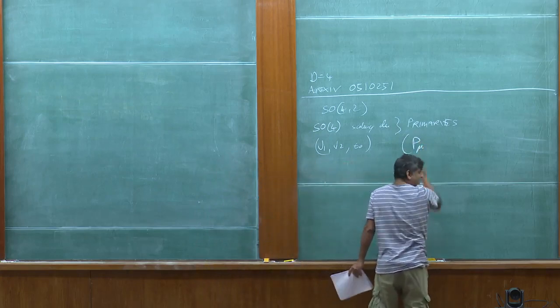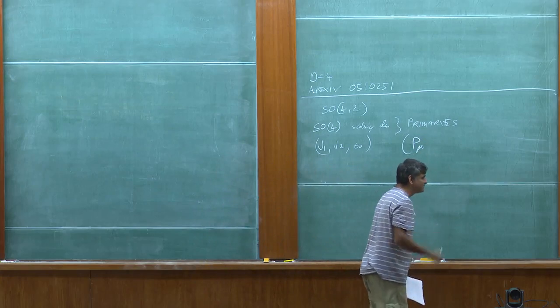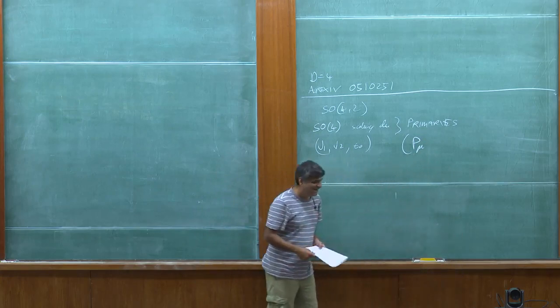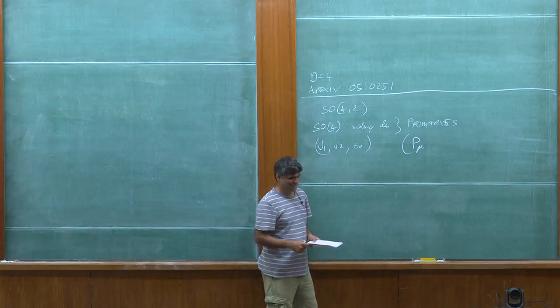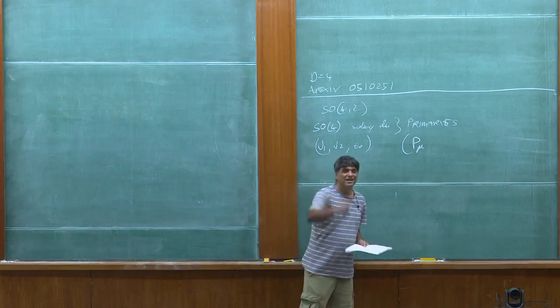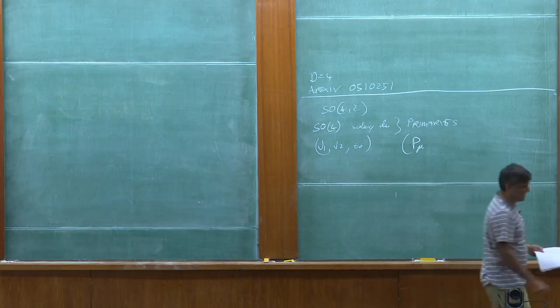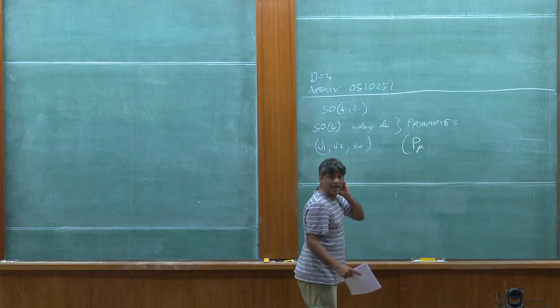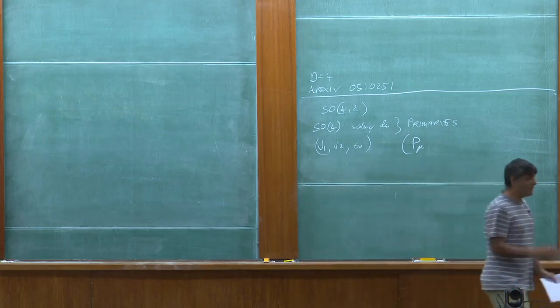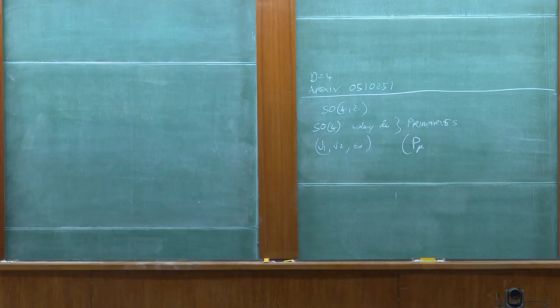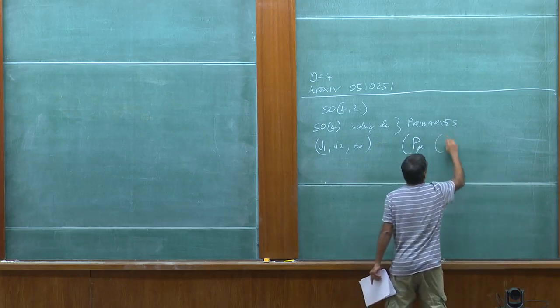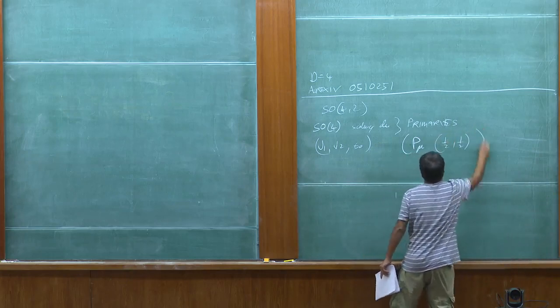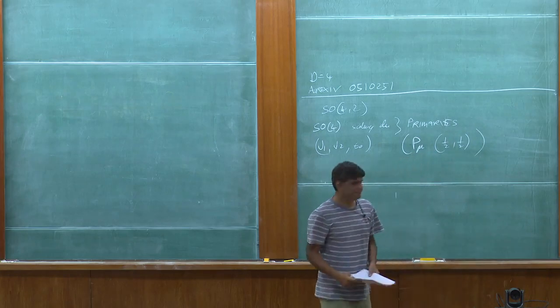In this language, momentum, which is a vector, is a bispinor under SU(2) times SU(2). So P mu is in the half-half representation under SU(2) times SU(2).